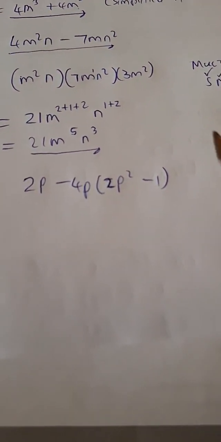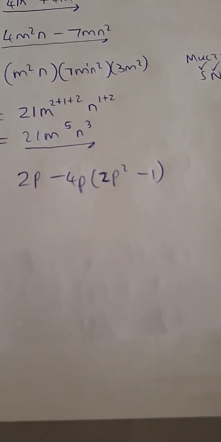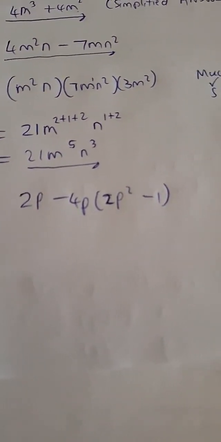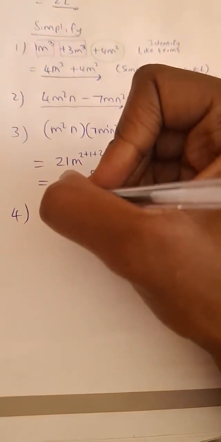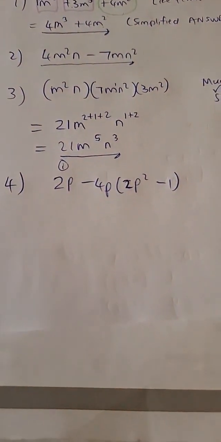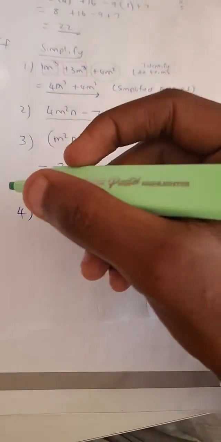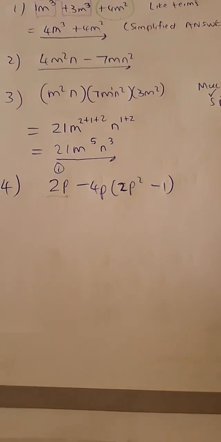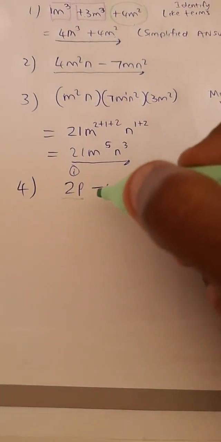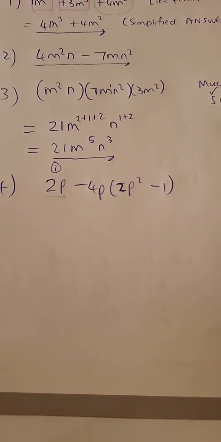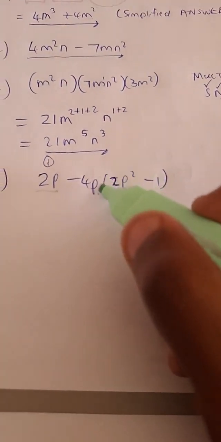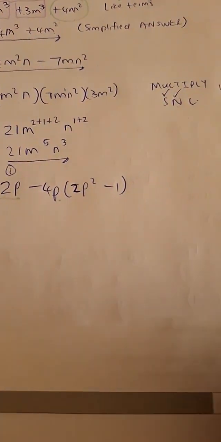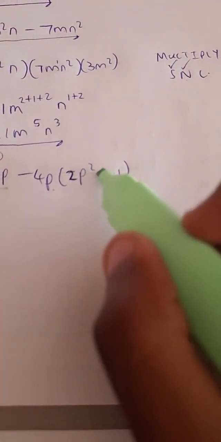But look at this, guys. What separates terms is a plus and a minus sign. But there's also things that combine terms. So for instance, 2p is one term. It's alone. This minus sign acts as a separating agent. Then it separates what? 4p, but there's brackets here. And brackets do what? They combine the terms. So yes, inside this bracket there are two terms.